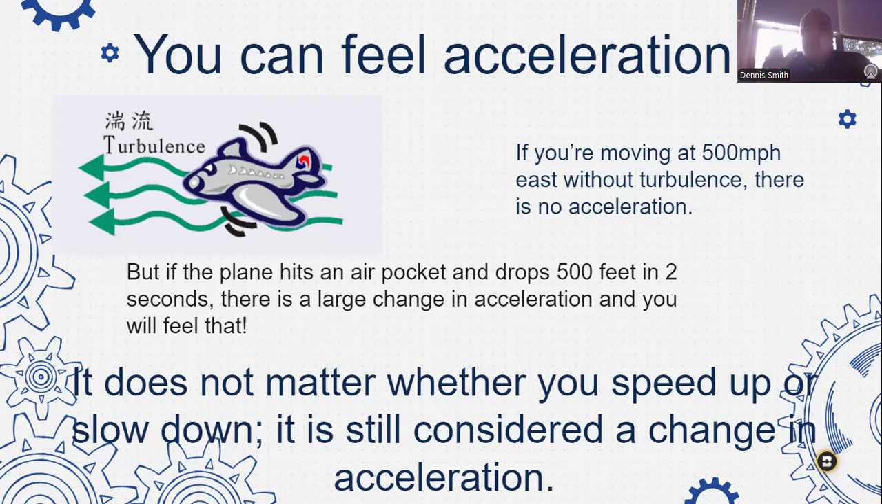Keep this in mind. It doesn't matter whether you speed up, slow down, or change direction. It's still going to be considered a change in acceleration, right? So it can be tricky, but it's really not. As long as you keep in mind that velocity is a vector and it's got to have a number and a direction with it, you have those two things. If either one of those or both of those change, then you have a change in acceleration.